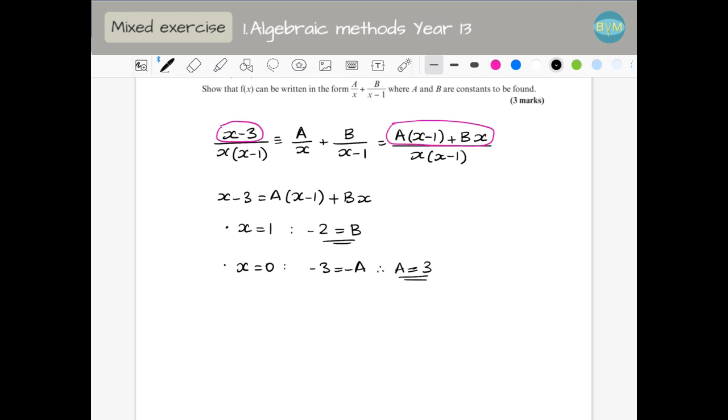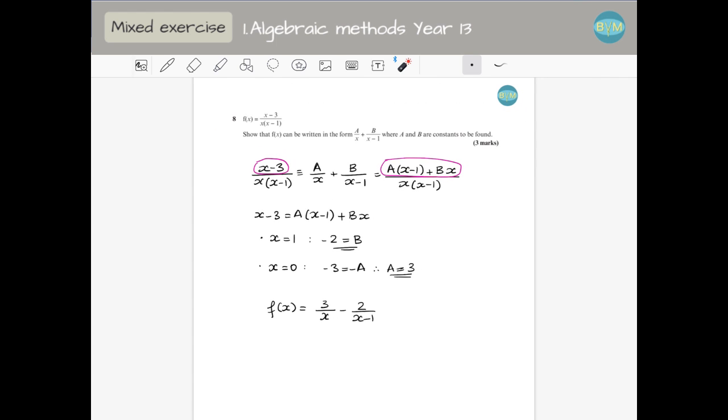So now we can write f(x) as a, that is 3, and I would write the expression because that's what they are asking you in the question. And then b is minus 2, so I'm going to write minus 2 divided by x minus 1. You could write plus and then b as minus 2, but I think it looks better if you write just one sign.